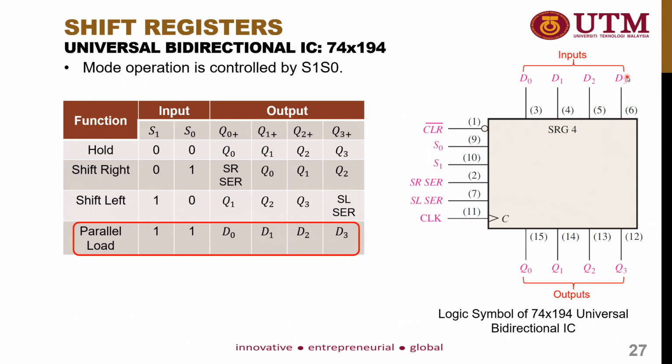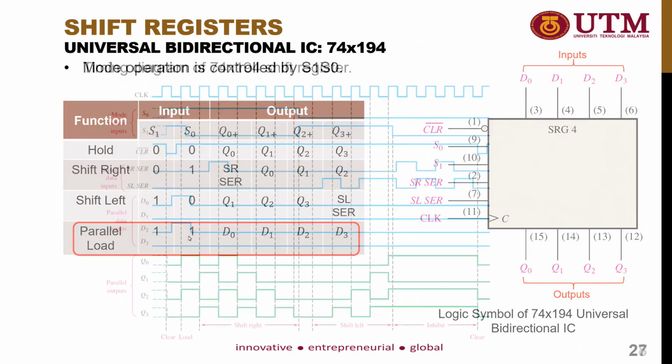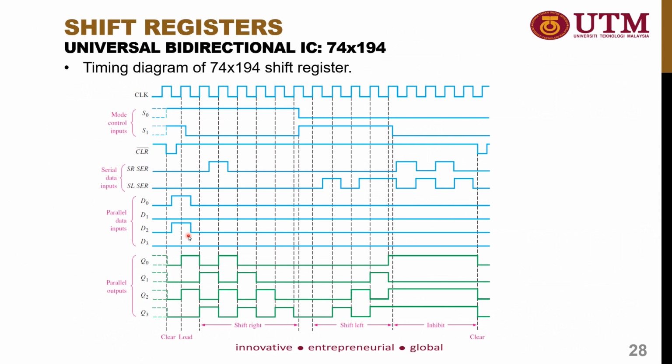Okay, so if it is actually the loading function in shift registers, where you want to load the inputs D0, D1, D2, and D3 inside your shift registers, you can directly see the input of D0, D1, D2, and D3 at the outputs Q0, Q1, Q2, and Q3 in the parallel load mode. Okay. So next, I will show you the timing diagram for 74X194 shift registers.